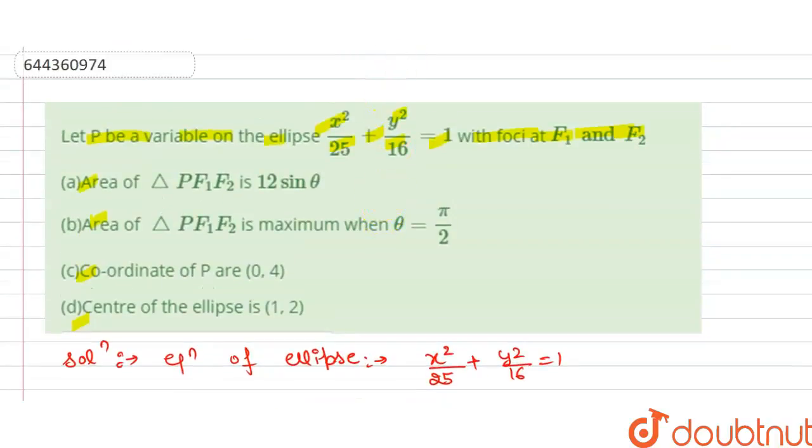So our option A is correct here. Area of triangle P F1 F2 is 12 sin theta, and the area of the triangle is maximum when theta is equal to pi by 2, and the coordinates of P are 0, 4. So this is the answer for it.